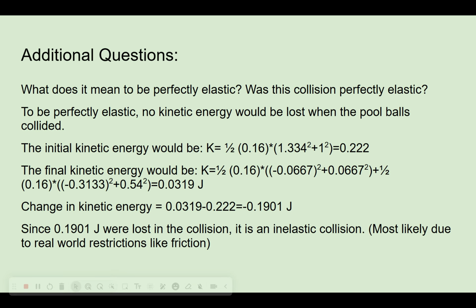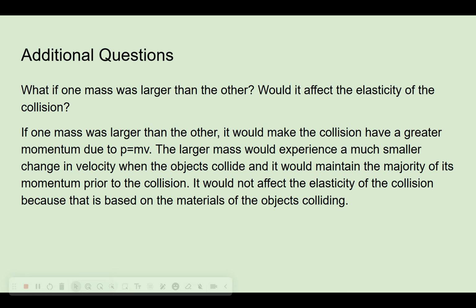Some additional questions. What does it mean to be perfectly elastic? Was this collision perfectly elastic? To be perfectly elastic, no kinetic energy would be lost when the pool balls collided. The initial kinetic energy would be that as shown, and the final would be that. The change in kinetic energy would be negative 0.1901 joules, so there was some loss in the collision, and it's inelastic, most likely due to real-world restrictions like friction.